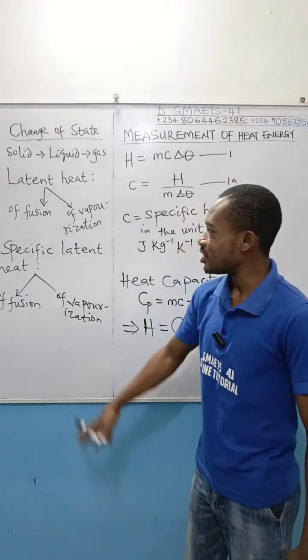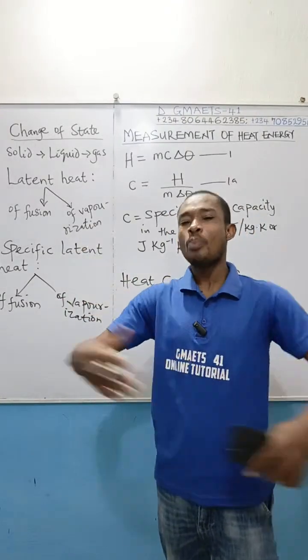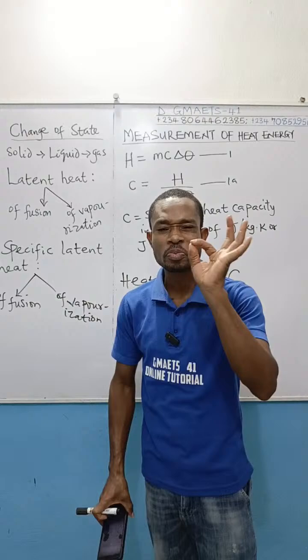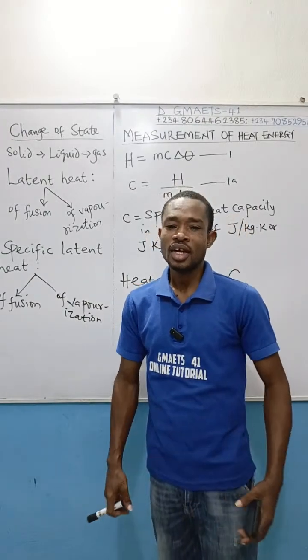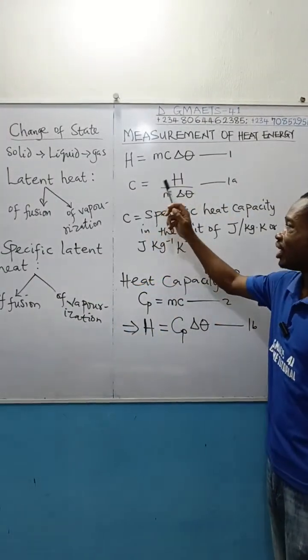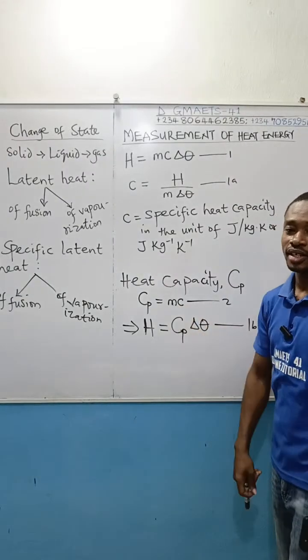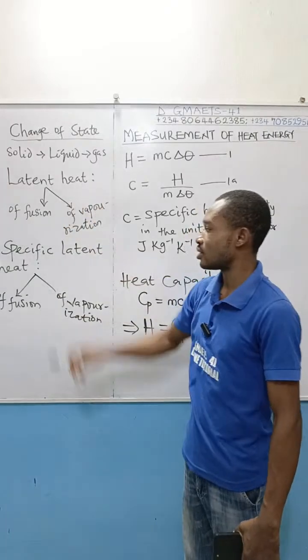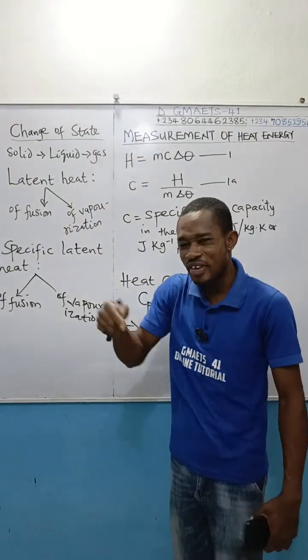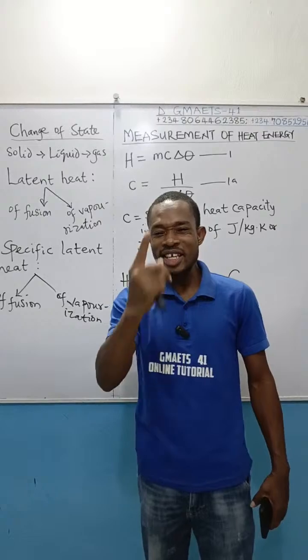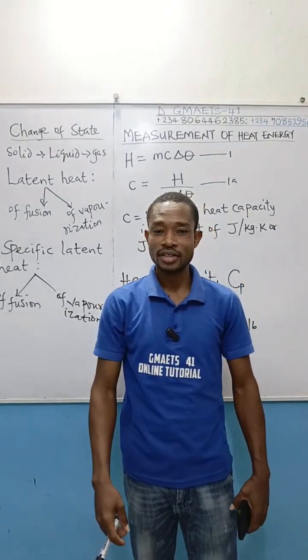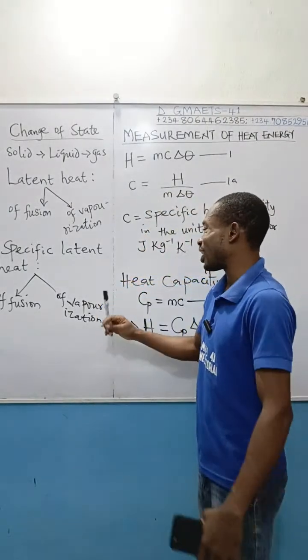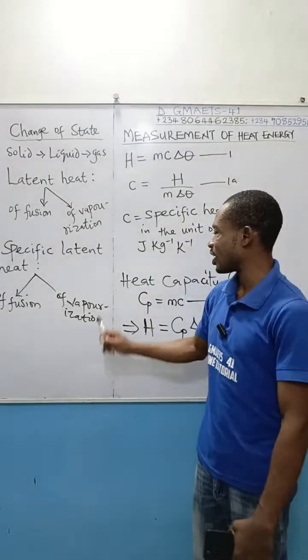Now, remember that here we are no longer talking about just latent heat, where no specific mass is required, just like we talked about specific heat capacity and heat capacity. So that's what we want to look at here. This is latent heat. Now we're looking at specific latent heat, where a specific mass is required. So I'm going to define specific latent heat of fusion and specific latent heat of vaporization.